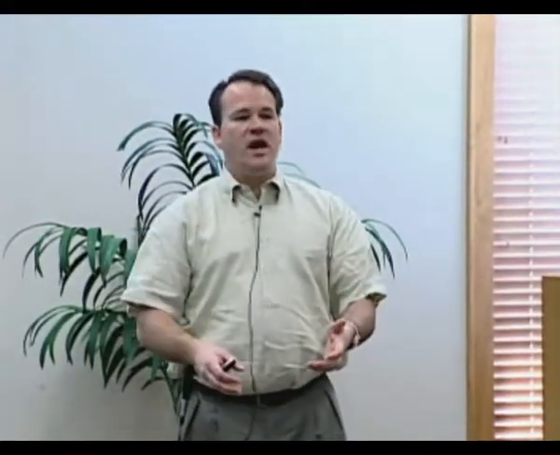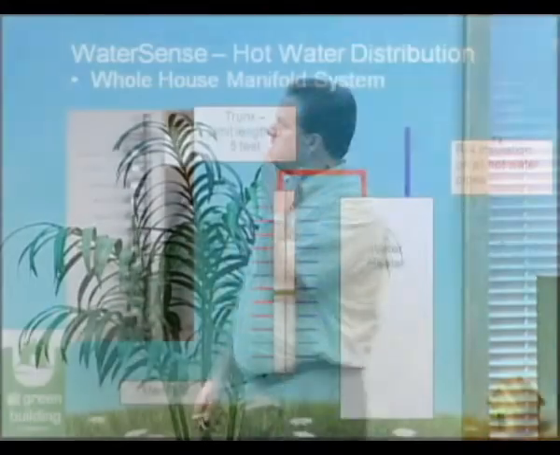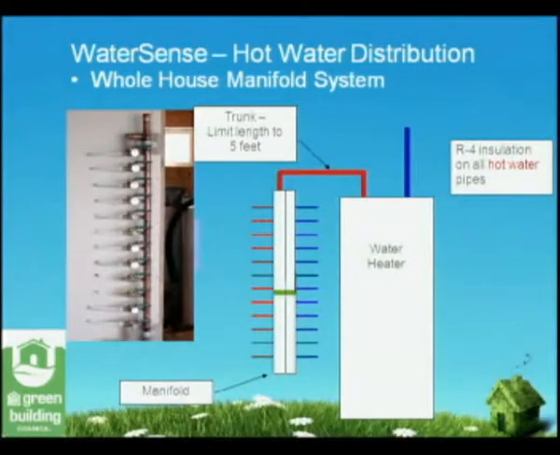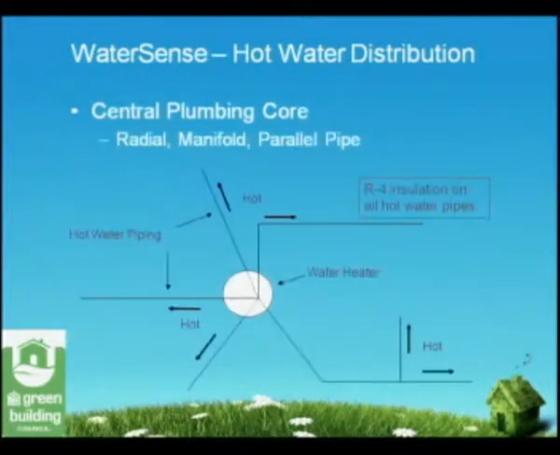You're not sitting there with the faucets wide open, waiting for the hot water to come, or running the shower for a couple minutes until the hot water gets to the pipe. That's the idea behind these systems. Here's a manifold system where basically we spoke off within 5 feet of the hot water heater, to all of our fixtures in the home.